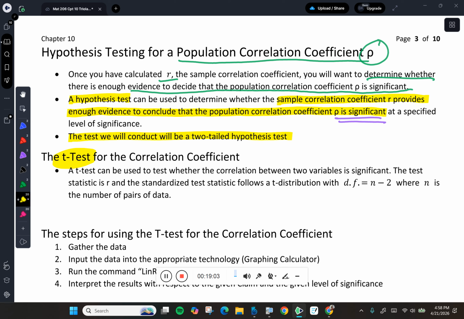If you needed to know, the degrees of freedom for this test will always be n minus 2, where n is the number of pairs of data. That's just how this one works. You won't actually need to know that to run the test, but there might be a question that asks what the degrees of freedom were for this. It's always the number of pairs of data minus 2.